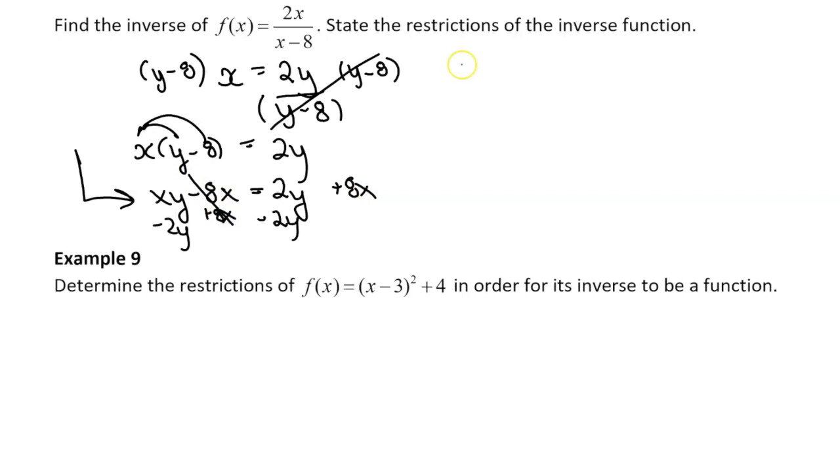When you do that, you get xy minus 2y equals 8x. Now I can't join xy minus 2y, but I could factor out a y.